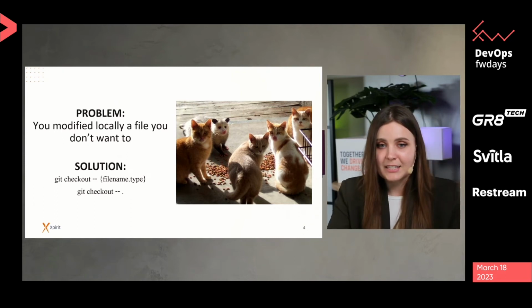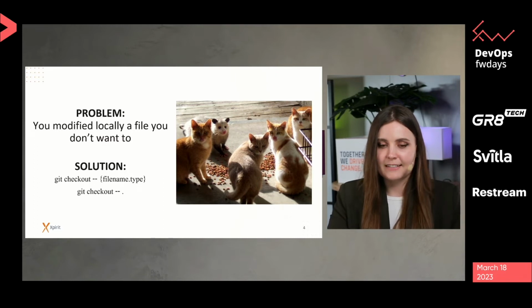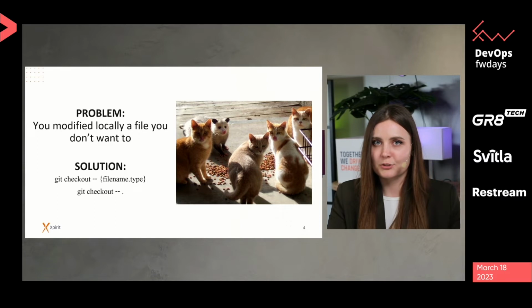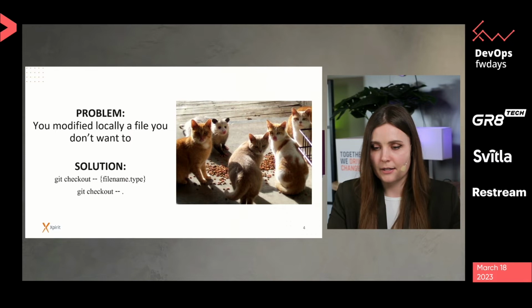The first problem we would like to discuss is when you modified a local file and don't want to keep the changes. So I want to undo the changes I made locally. In this situation, we are using git checkout -- file name.